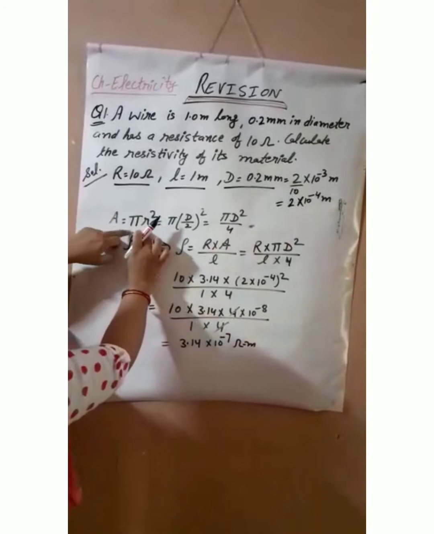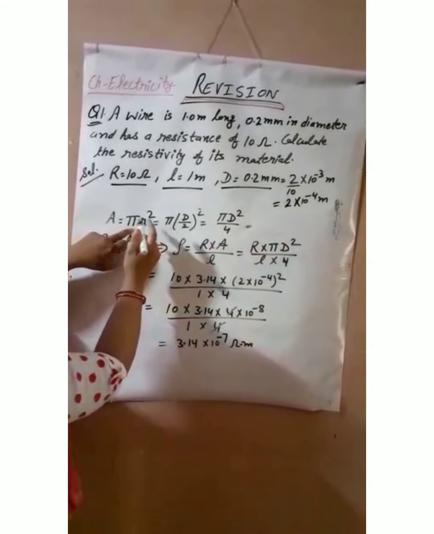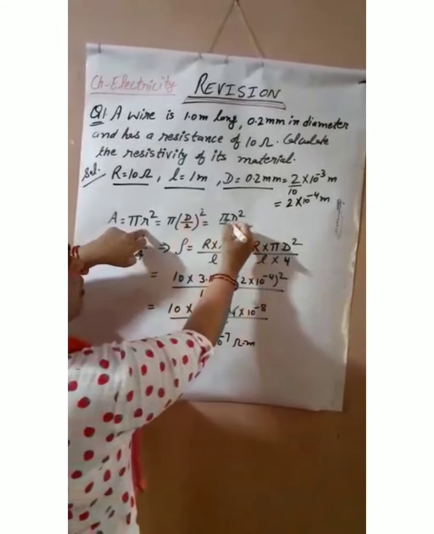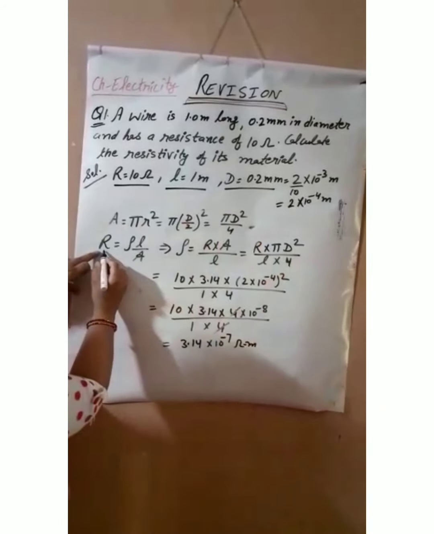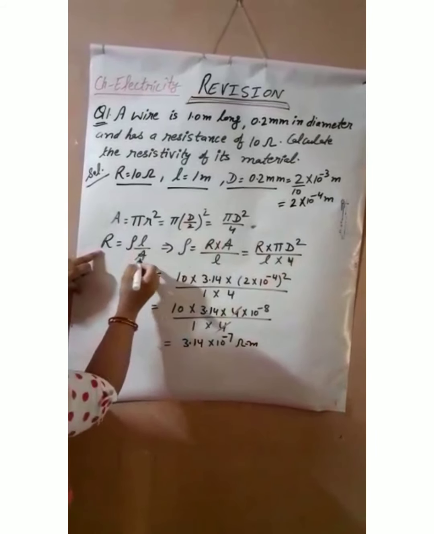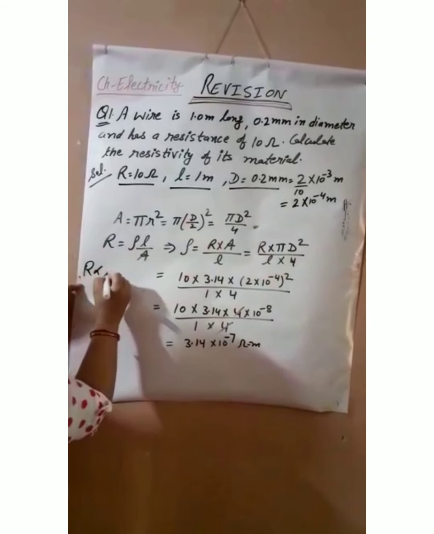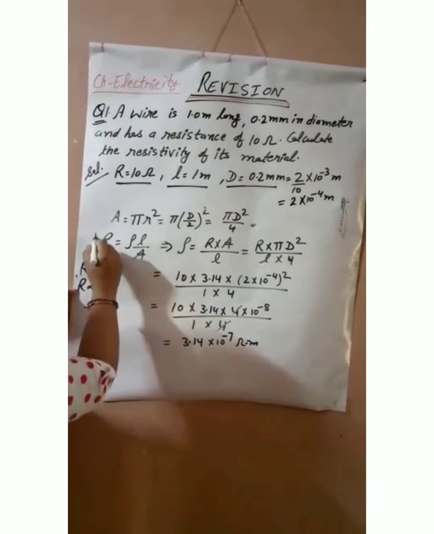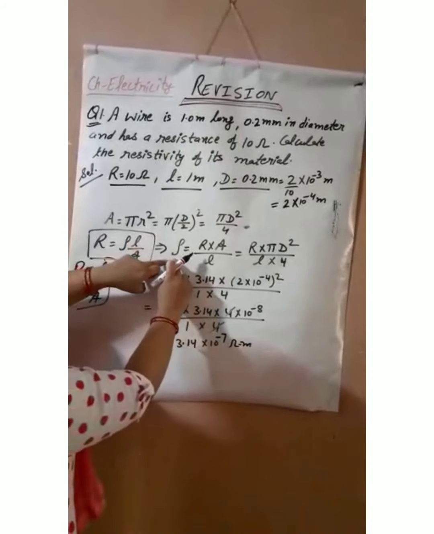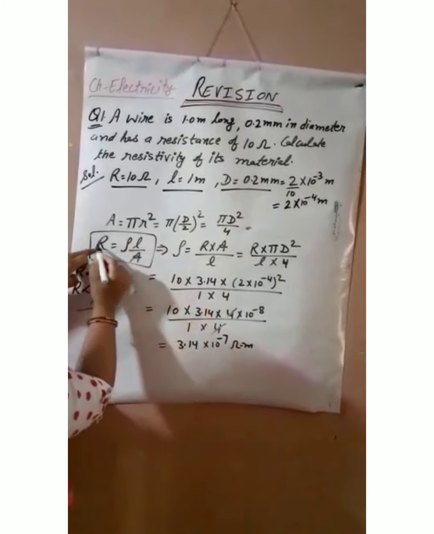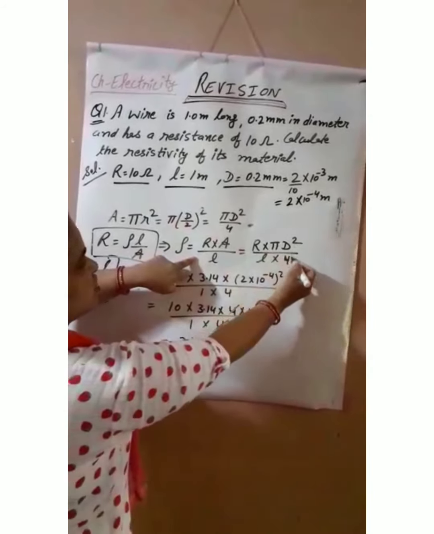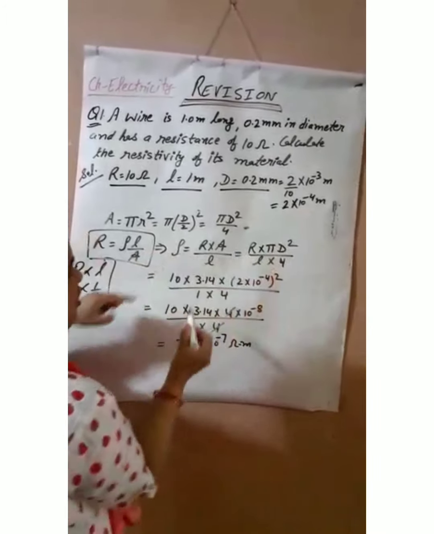Area of cross section of the wire, as it is circular, is pi r square. The radius is half of the diameter, so the area is pi d square by 4. We know that R is equal to rho L by A, because R is directly proportional to length and inversely proportional to area. So when we substitute, we get this formula. Rho we will calculate as R into A divided by L. Put the value of area, pi d square by 4.